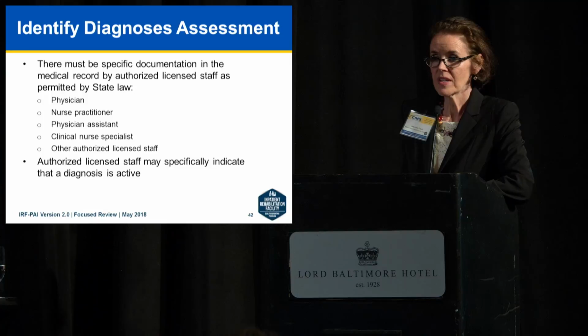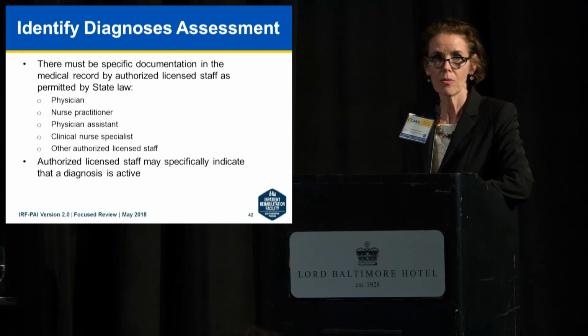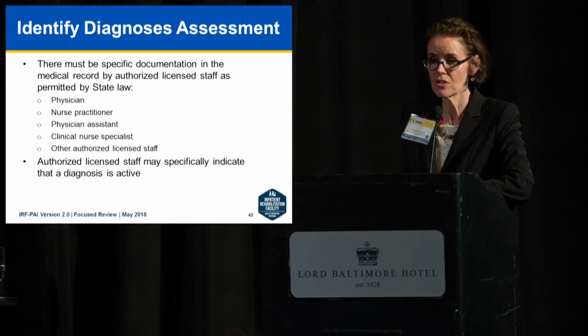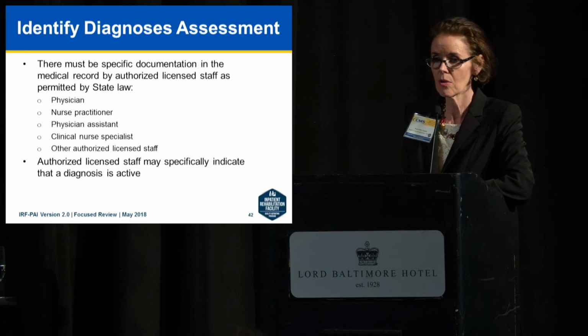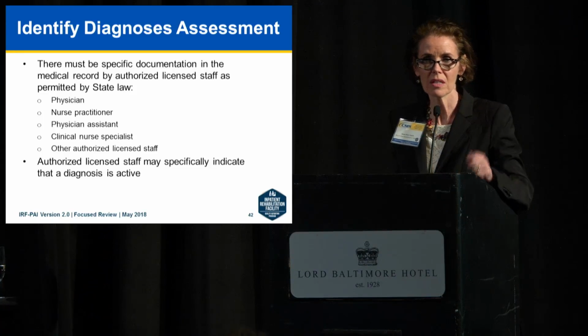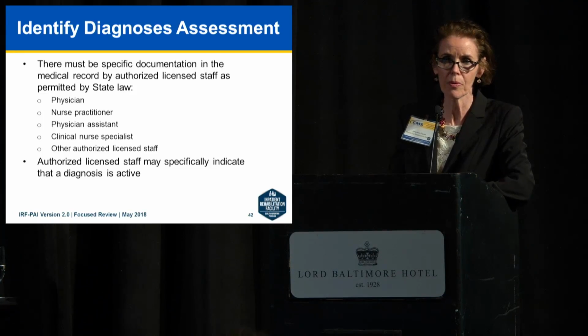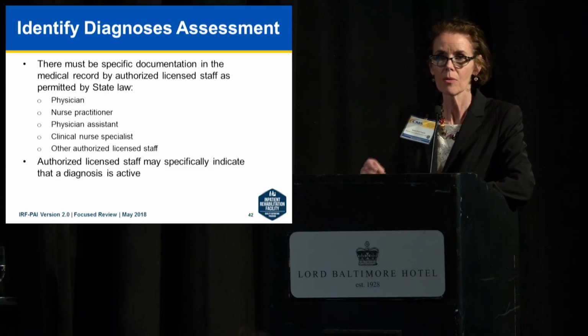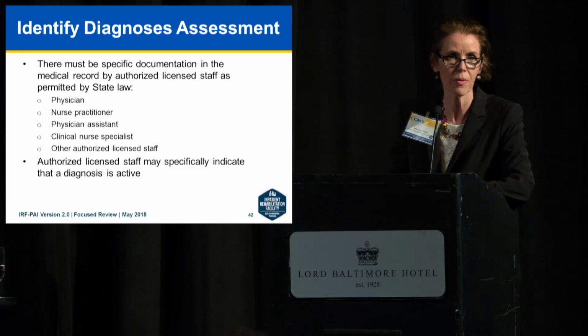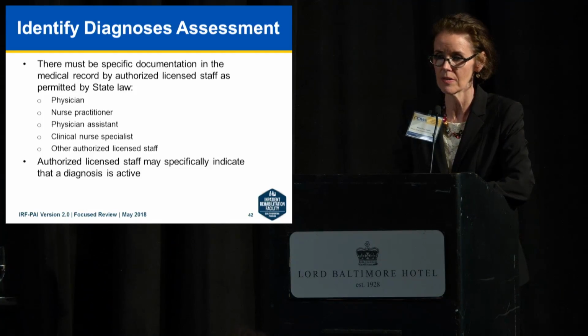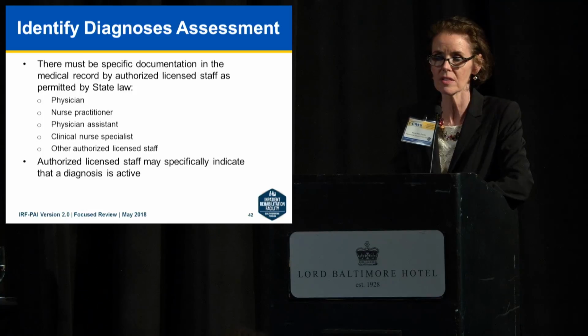There should be specific documentation in the medical record if you're checking this box. We need a physician, nurse practitioner, physician assistant, clinical nurse specialist, or other authorized licensed staff to document it. As a staff nurse, if you get a nursing verbal report that the patient has diabetes, we're not checking the box based on that. We need a diagnosis from a physician, physician assistant, or clinical nurse specialist.